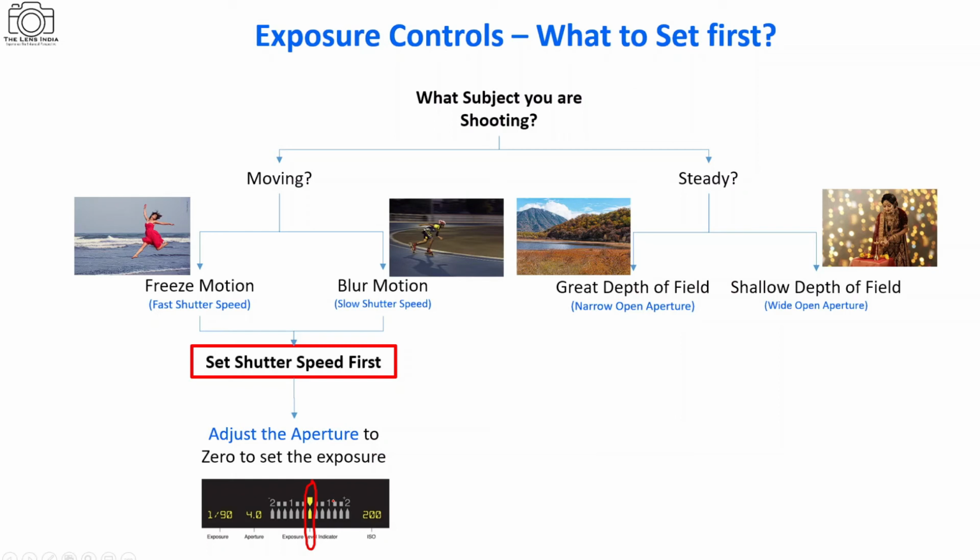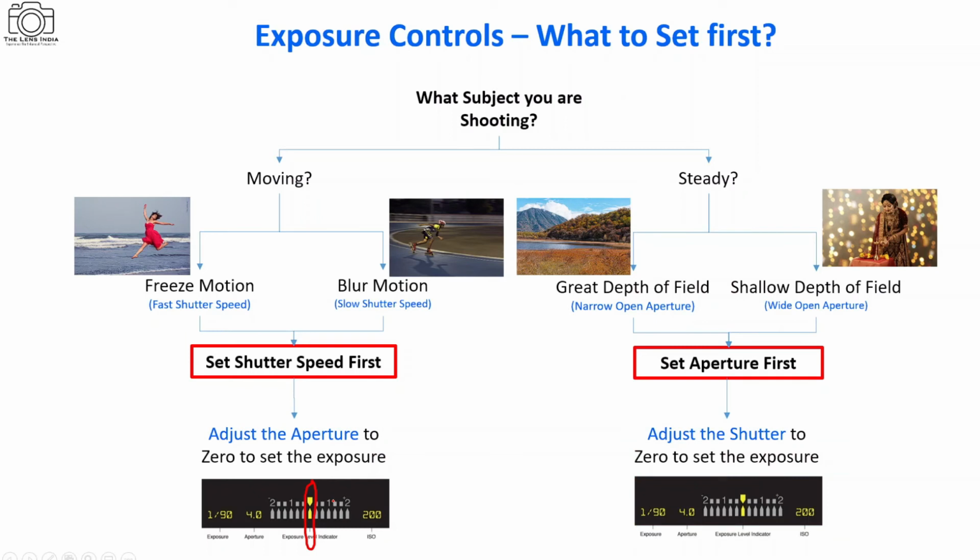So what are we trying to say with this? We are saying that set the aperture first when the subject is steady, and decide whether you want a great depth of field or a shallow depth of field. Once you determine that, what is the other remaining parameter? That is the shutter speed. You need to set your shutter speed and you need to set your exposure to 0, right?